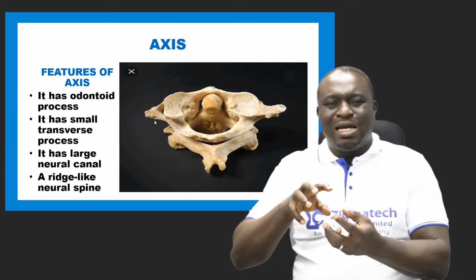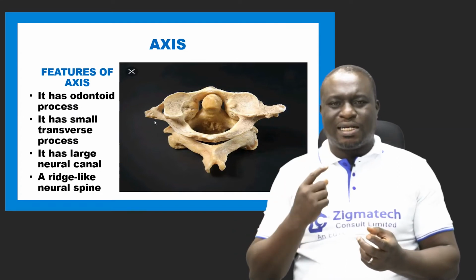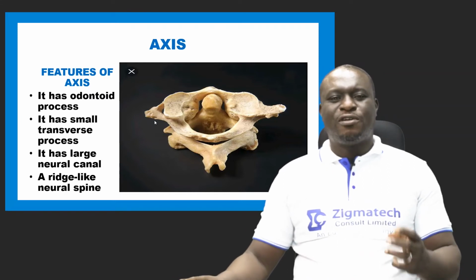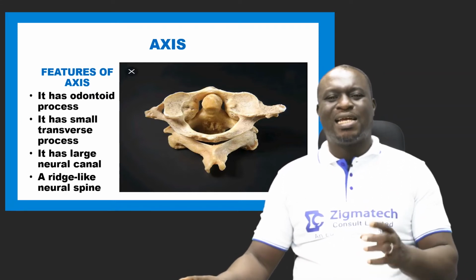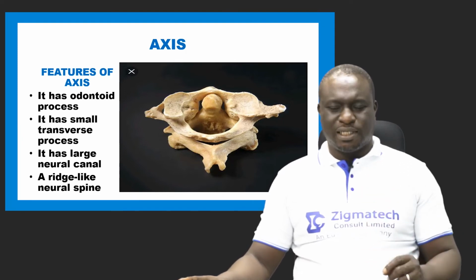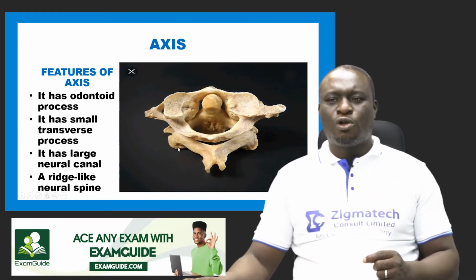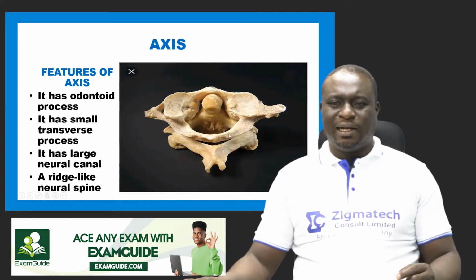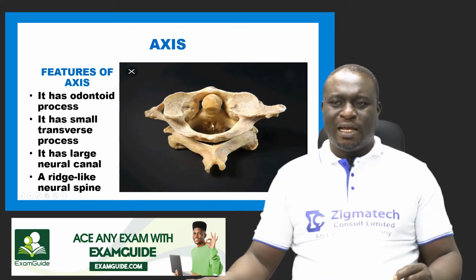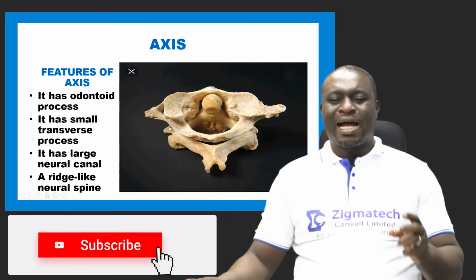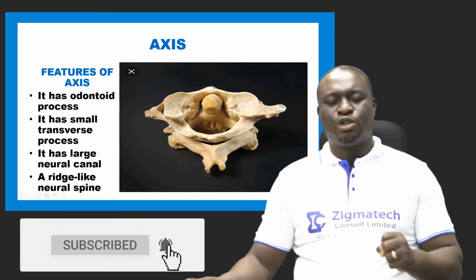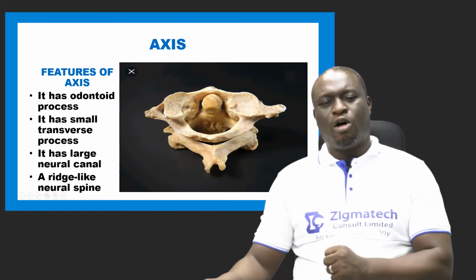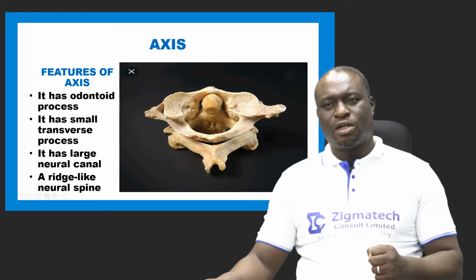It is based on its articulation with the atlas, which is the first cervical, and helps in the turning of the head. Now, the next feature you see in the axis is that it has small transverse process. And then also it has a large neural canal. And because we can't see it clearly here, it has what we call a ridge-like neural spine.